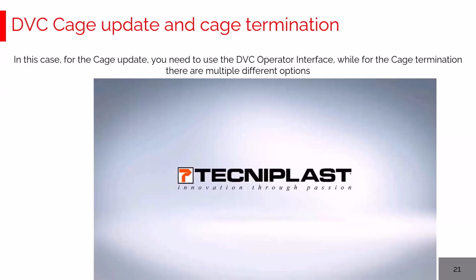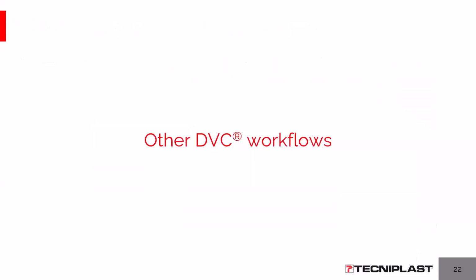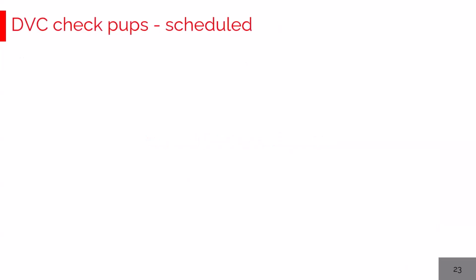Now, let's have a look at other potential already available DVC workflows. I wanted to touch especially the ones regarding breeding cages, that are the ones recently developed. And there is one new task called check pups. It is a task that can be scheduled, if you like, enabled in the DVC, only obviously for breeding cages. Let's have a look.